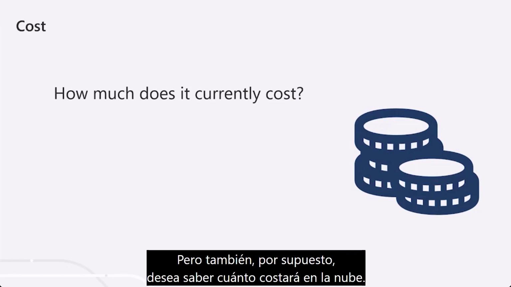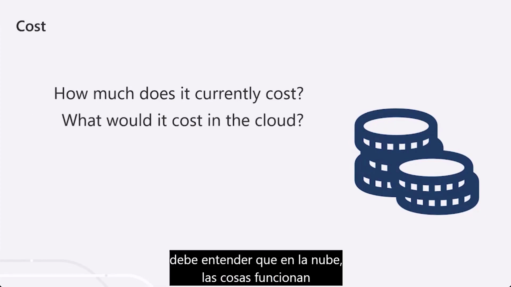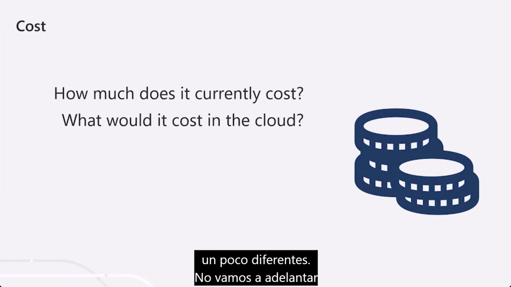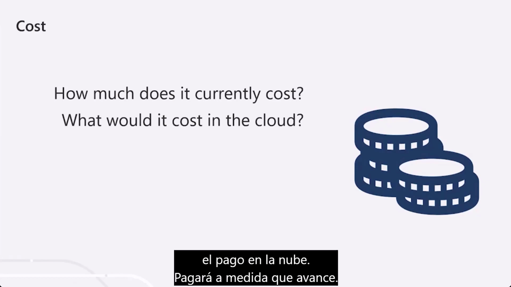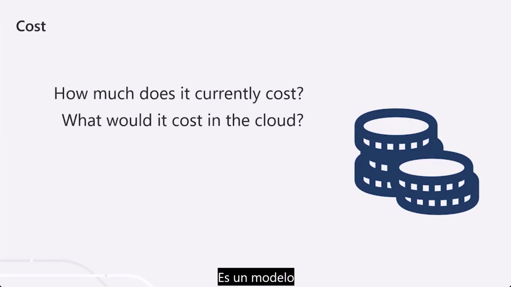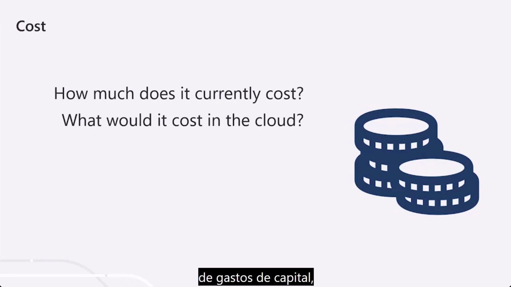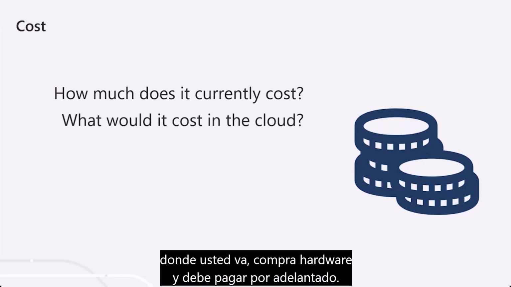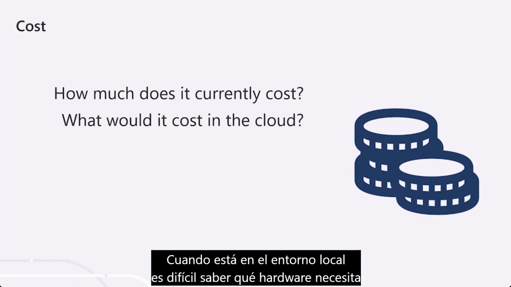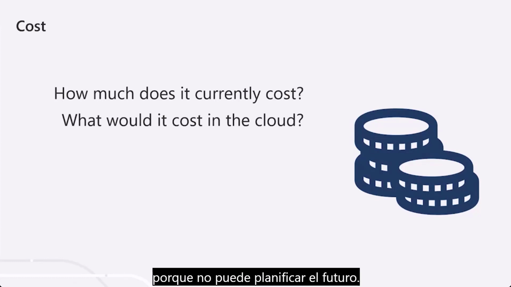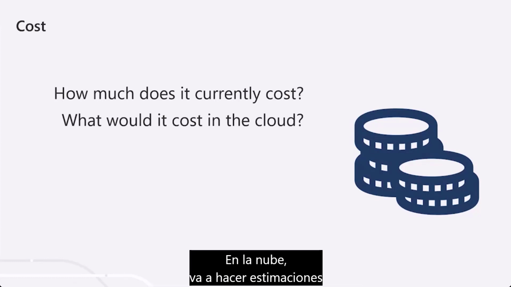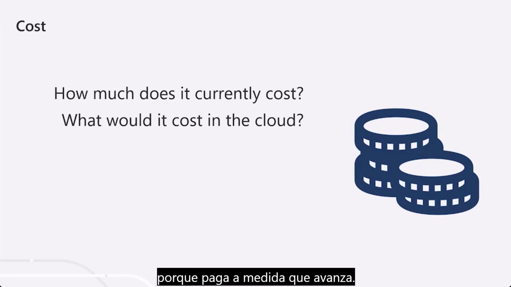But also, of course, you want to know how much it's going to cost in the cloud. And of course, you need to understand that in the cloud, things work a little bit differently. You're not going to advance the money in the cloud. You're going to pay as you go. This is an operational expenditure model as opposed to the capital expenditure model, where really you go and buy hardware and then you need to advance the money for that. And it's really hard when you're on premise to know what kind of hardware you need because you cannot really plan the future, okay?